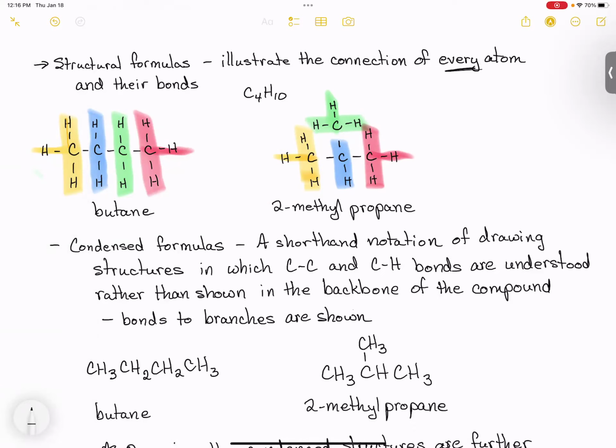So what you will notice is that the backbone simply is stating the number of hydrogens on each carbon, but the bonding is assumed. The only bond I am actually illustrating is the branch that is being shown.